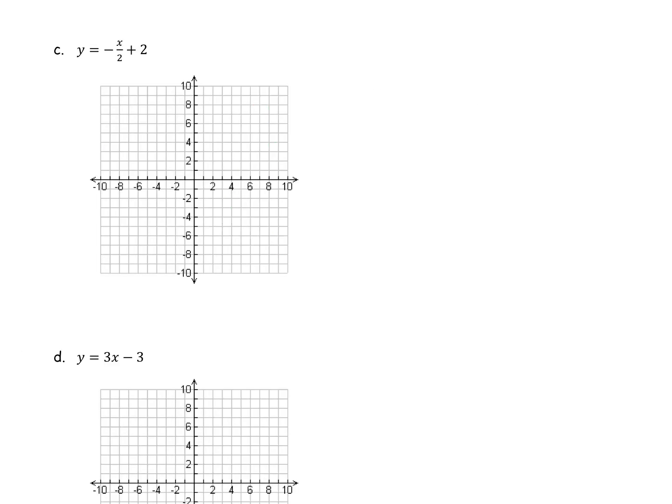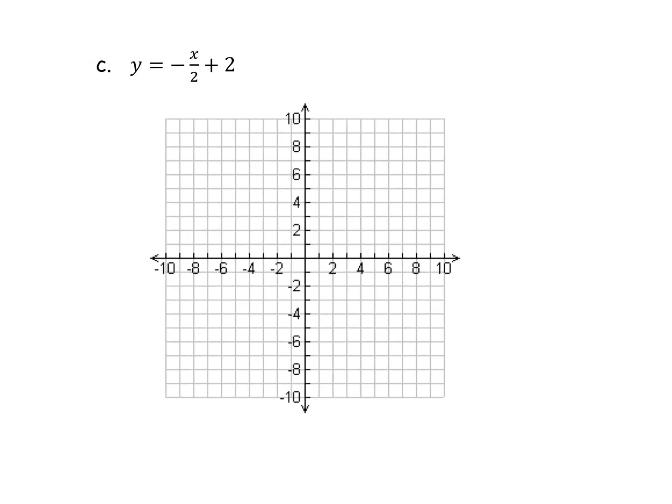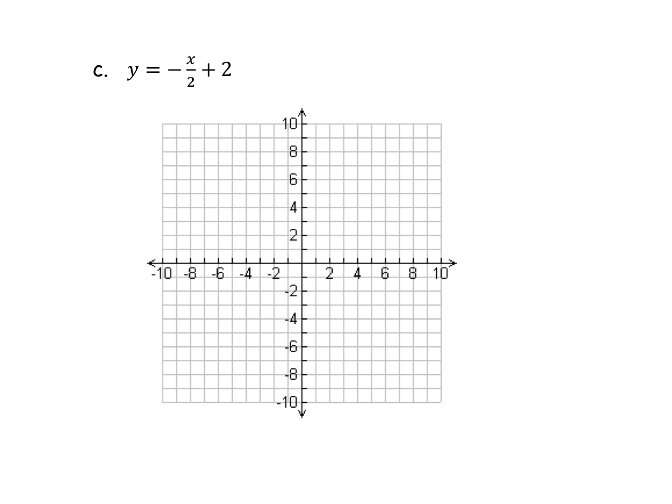On this next page, let's take a look at one of the harder ones. So let's take a look at C. Okay, so I'm going to blow that up a tad. I'm going to pick my numbers once again. So here's my table of values for x and y.